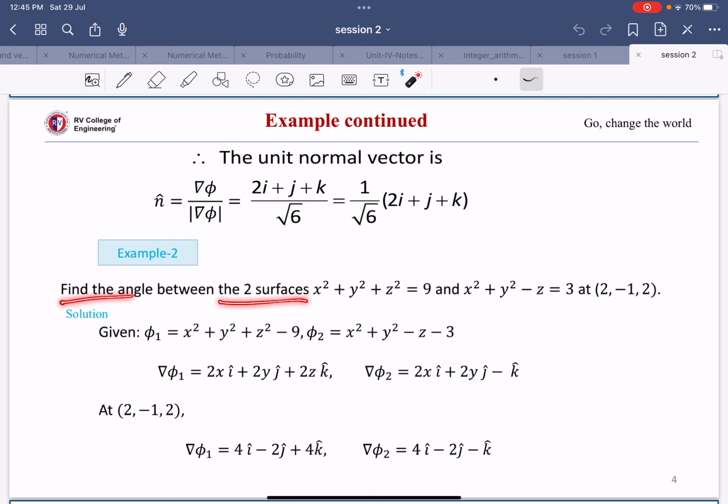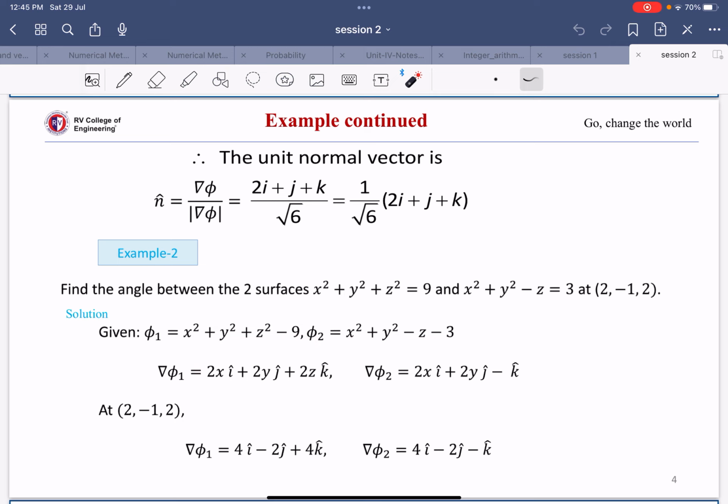Find the angle between the two surfaces. So you have two surfaces. Let me take this as phi 1, and this as phi 2. They've asked for the angle between the two surfaces at the point (2, -1, 2). So phi 1 is taken as the first surface, phi 2 is the second surface.